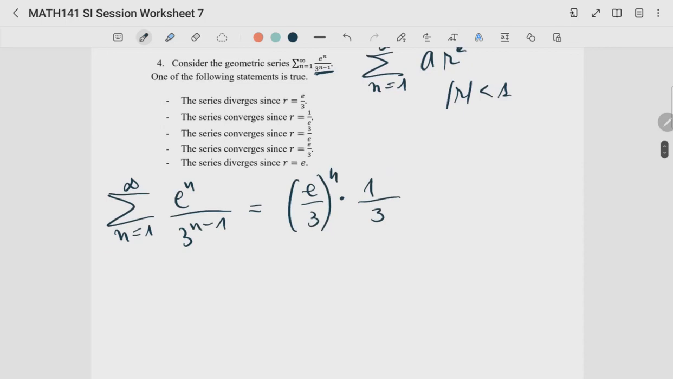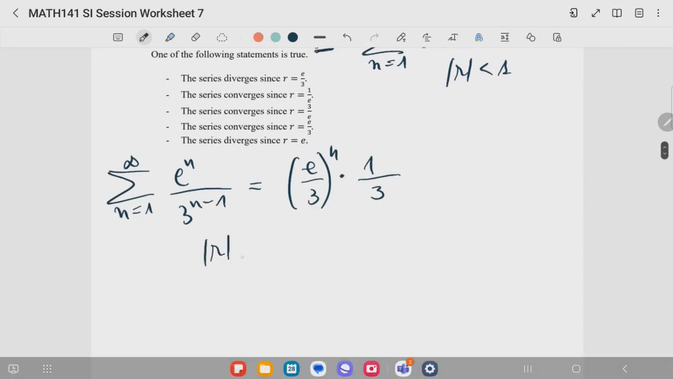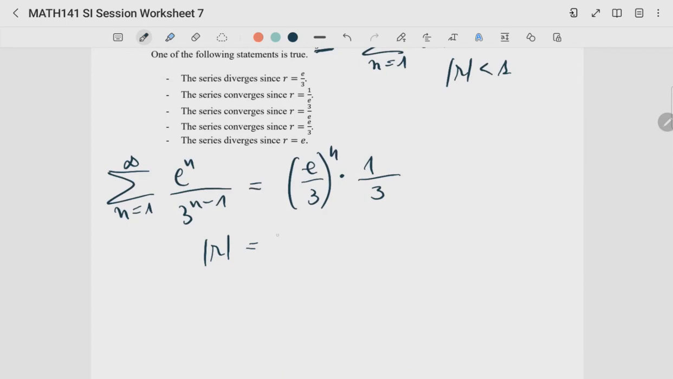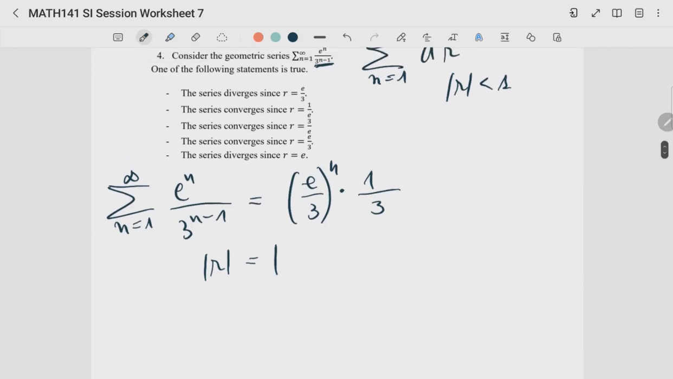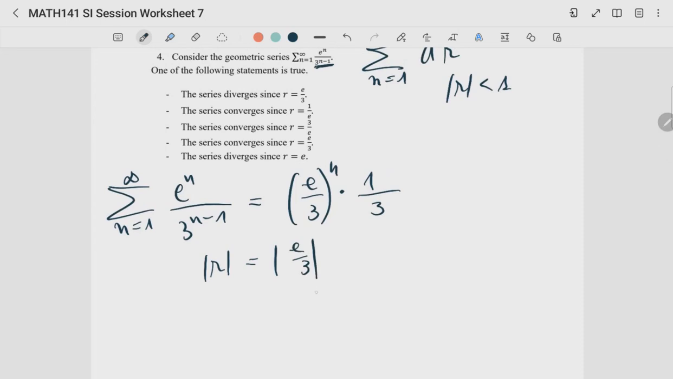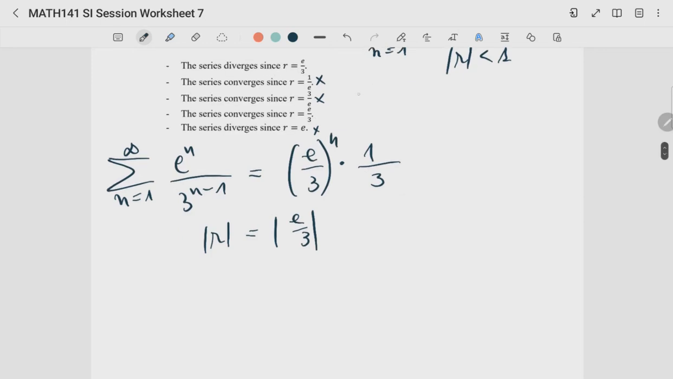Now we have the general form. That means the absolute value of r is just equal to the absolute value of e over 3, because r is equal to e over 3. Since we know that r is equal to e over 3, that eliminates option 2, option 3, option 4. We're left with two options, 1 and 4, sorry, that would be option 5 here. So 1 and 4. And if you take the absolute value of e over 3, that's just e over 3, which we know is less than 1.